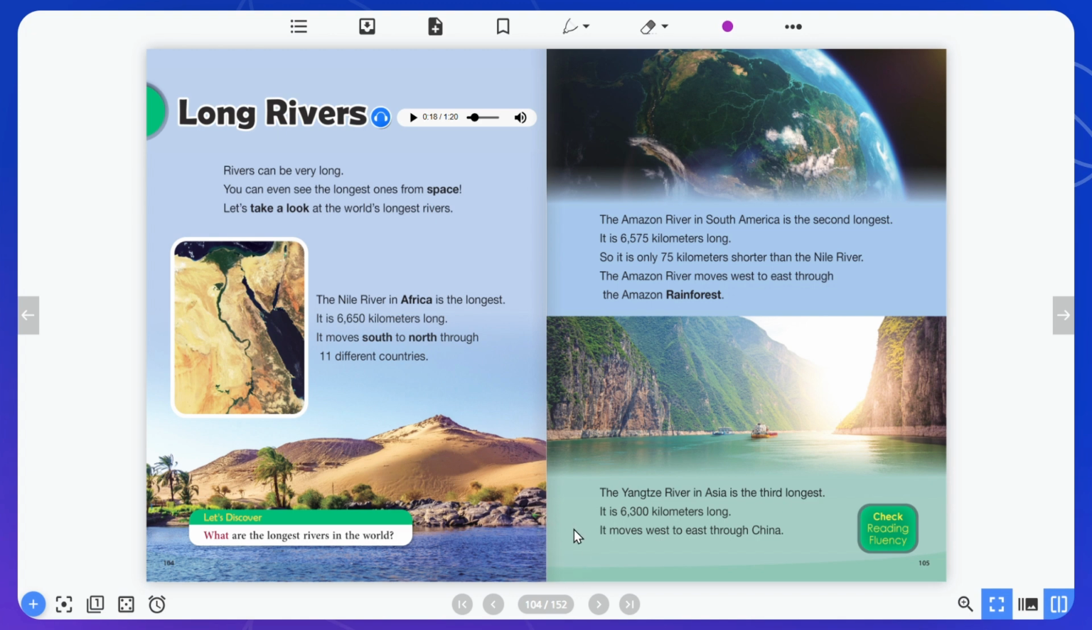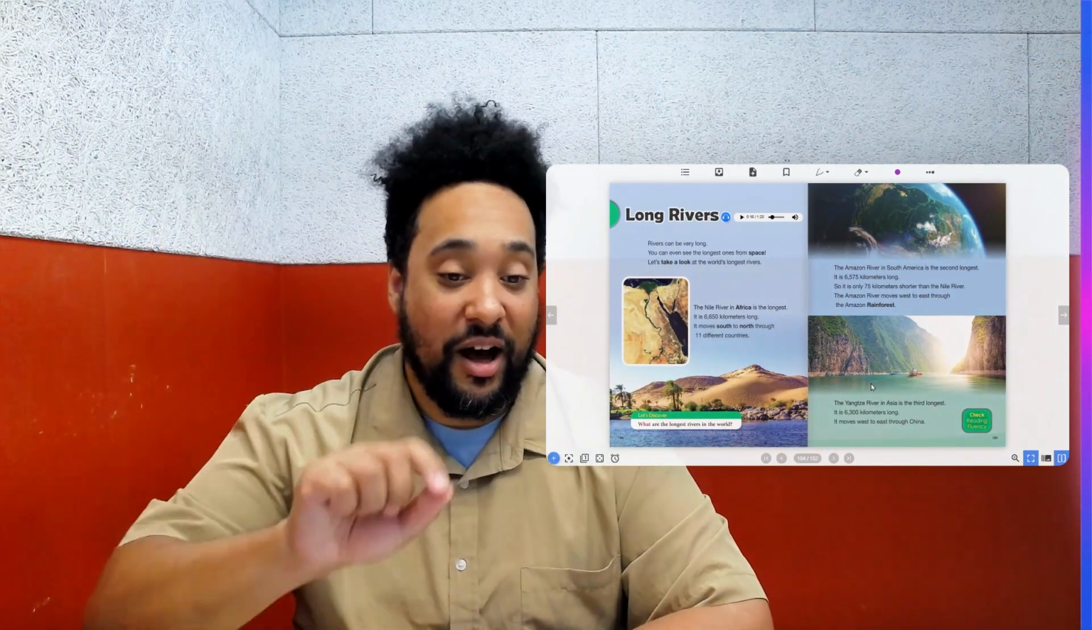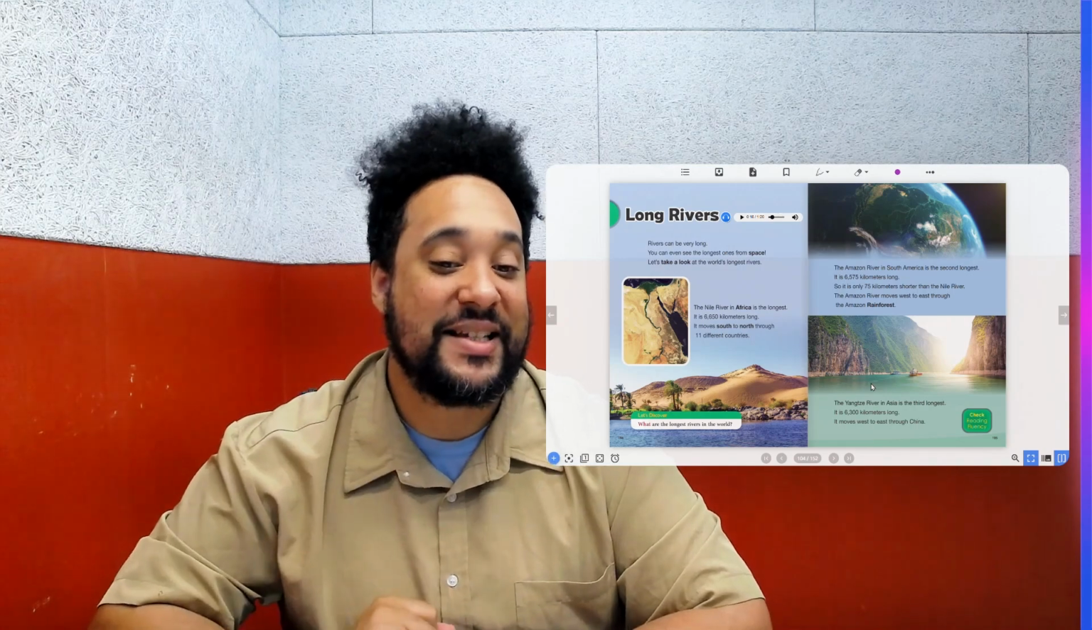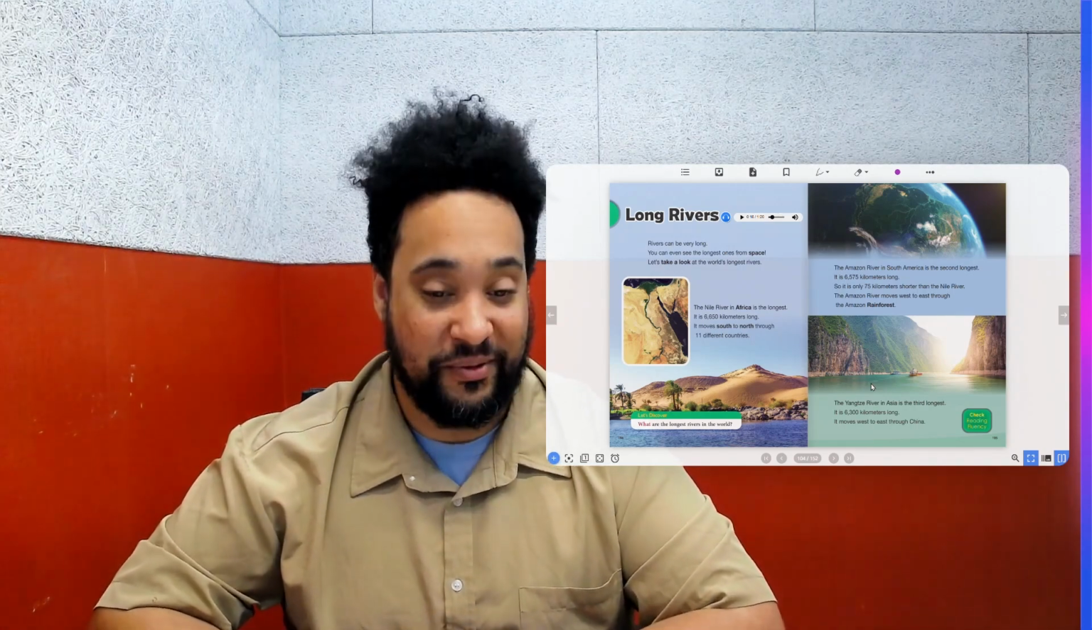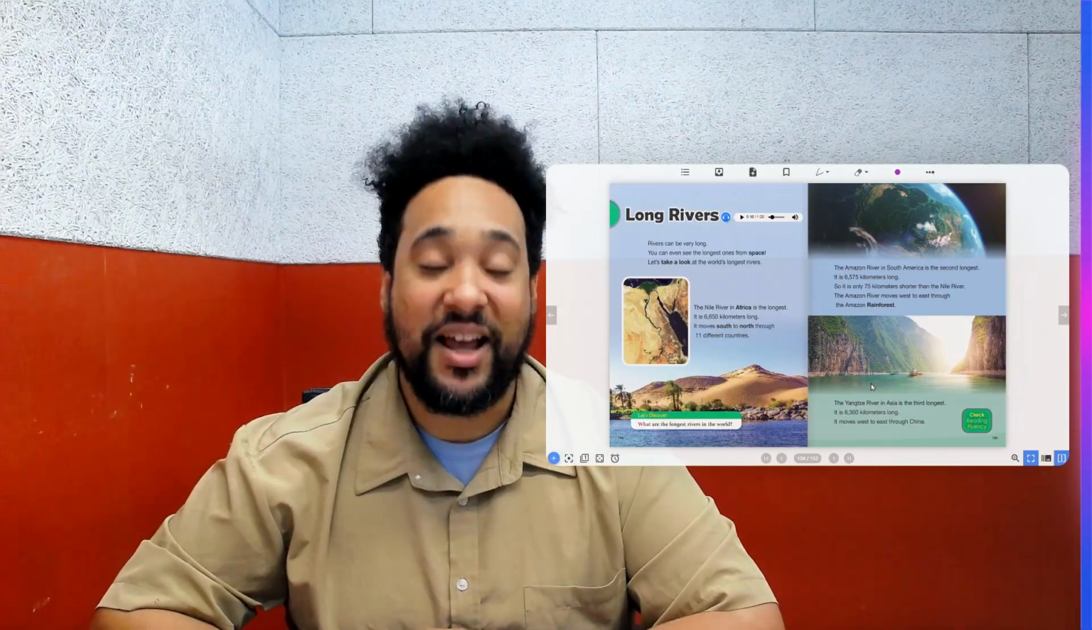Okay, now we are going to read this story one more time together. So we'll read it together and we will answer the main question that we have. What is our main question? It's at the bottom of the page there. What are the longest rivers in the world? So if you see a sentence that says that a river is long, I want you to underline that sentence. So underline the sentences that tell us about long rivers. Are you ready? Let's begin.